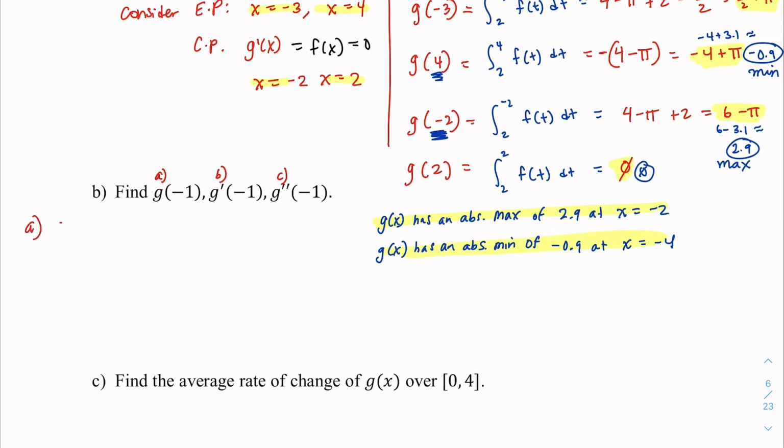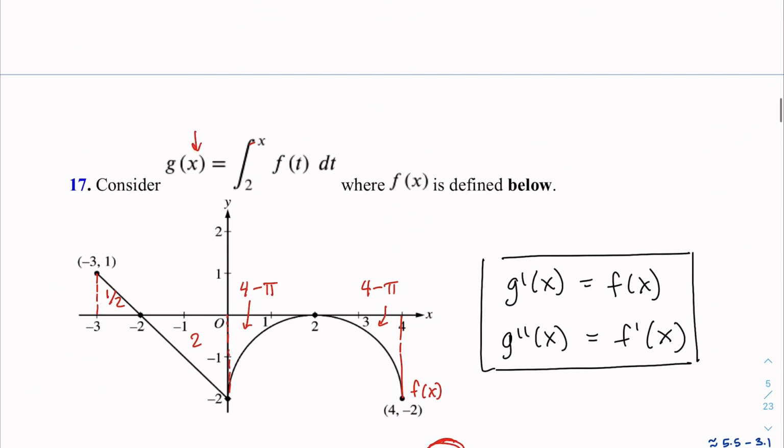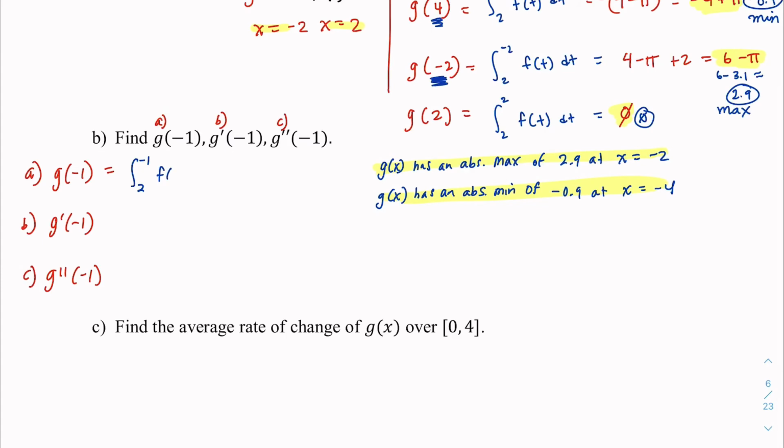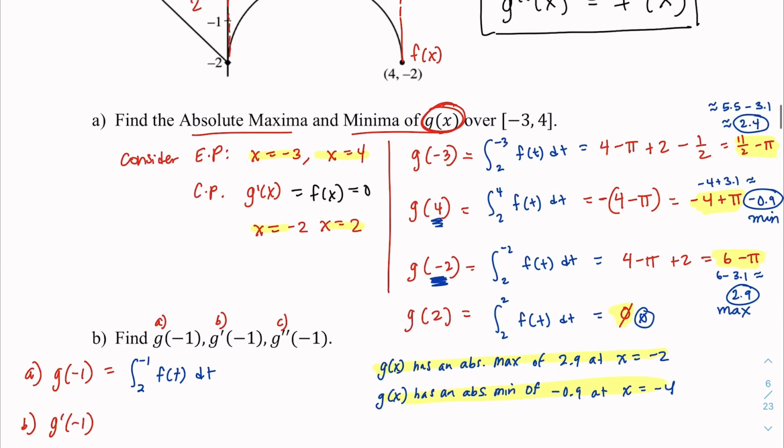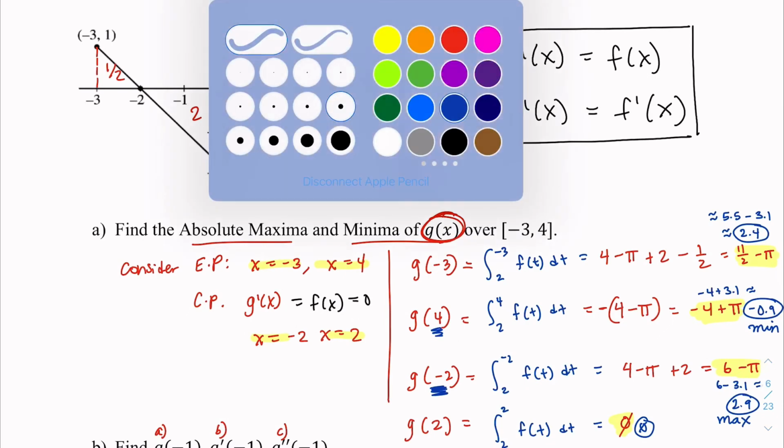First, we'll find g of negative 1, and then we'll find g prime of negative 1, and end with g double prime of negative 1. So the first thing is g of negative 1 is just plugging in our value from 2 to negative 1 of f of t dt, plugging it in exactly as it says. And we're going to go from 2 to negative 1, the area under the curve.